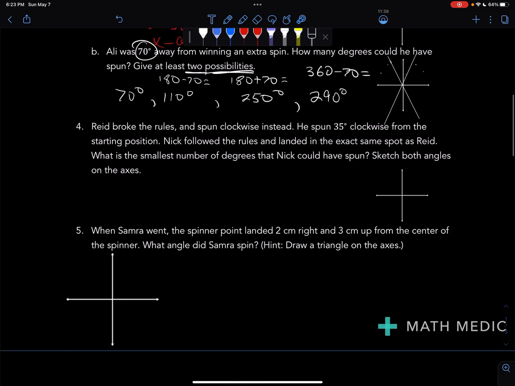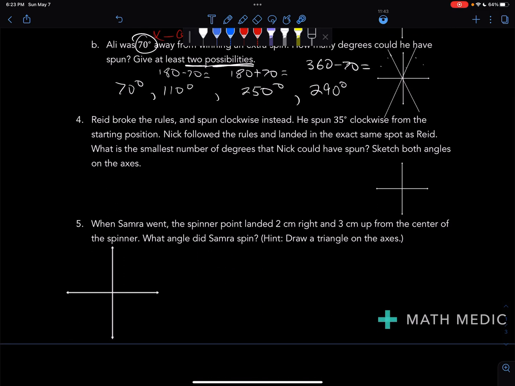Okay, moving on to number 4. So Reed broke the rules and spun clockwise instead. He spun 35 degrees clockwise. So he started here and spun 35 degrees clockwise, right? 45 degrees would cut the quadrant in 2 equal parts. So 35 would be a little less than that. So if we're looking, right, about here would be the middle, and then 35 degrees would be a little bit less. Okay, so this, again, that reference angle up here would be 35 degrees.